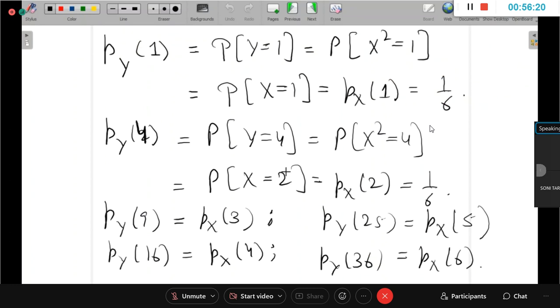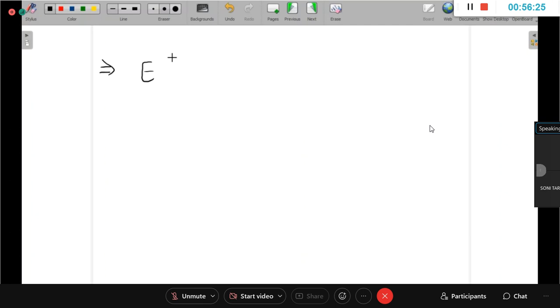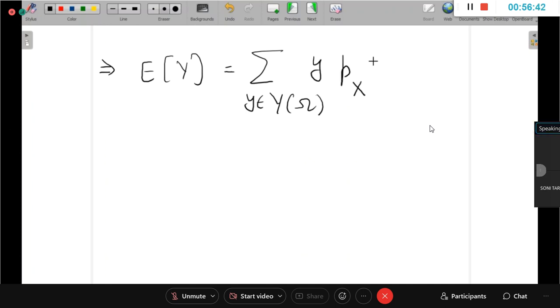So if I go back and see here, from the above discussion, this implies the expectation of y is equal to the summation over y belonging to y of omega, y times px of x. What is x? It is root y, the square root of y, positive, for this case.